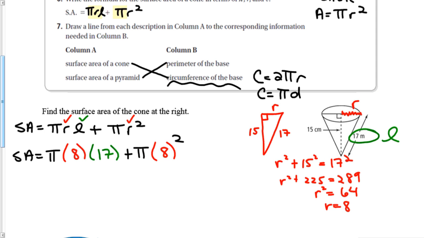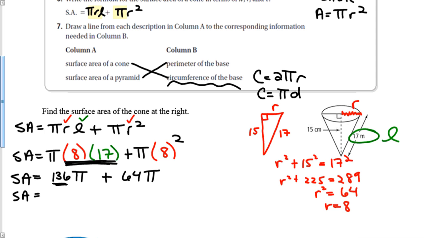And I'm going to work this out. I'm going to leave the pi's where they are. So I'm going to do 8 times 17, and that gives me 136, but that's how many pi's I have. And then 8 squared is 64, so I have 64 pi's. Then I'm going to add those two numbers together, my 136 and my 64, and that gives me 200 pi. And my units are centimeters squared for surface area. If you wanted to work that out and get a decimal, that's 628.318 centimeters squared.